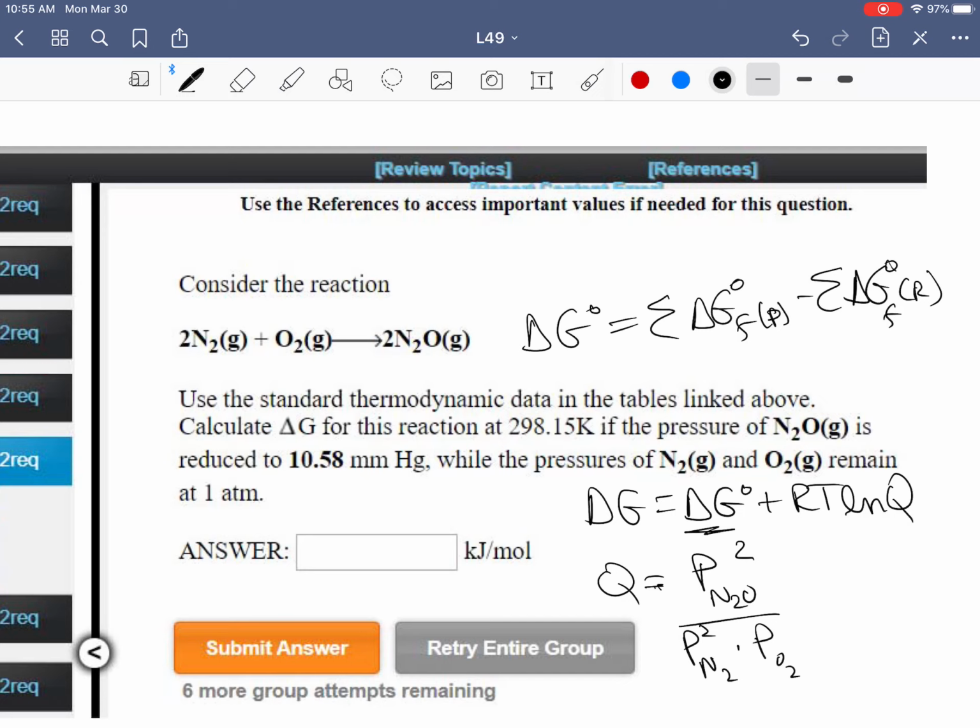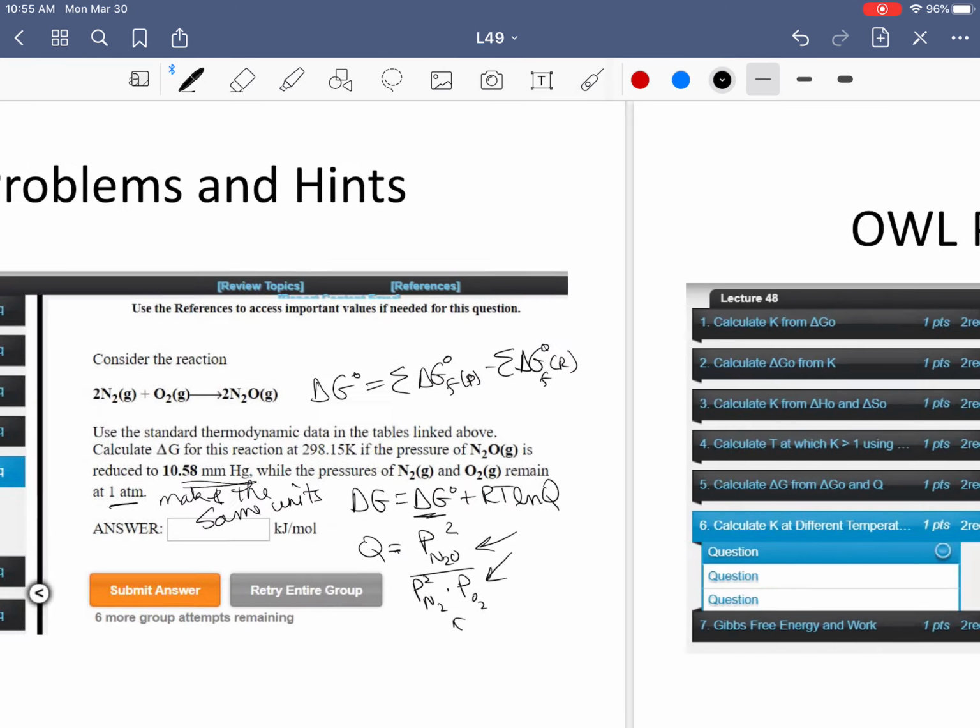So we're going back to equilibrium theory, and it says, well, here the pressures are given, 10.58. So maybe switch that to atmospheres, and then N2 and O2 are at 1 atmosphere. So you keep those at 1, but you've got to make the same units here. And once you get them in the same units, you can just plug them in to these parts right here. That will get your Q. And then don't forget what R and T are. And your delta G. Hopefully that's some help there.